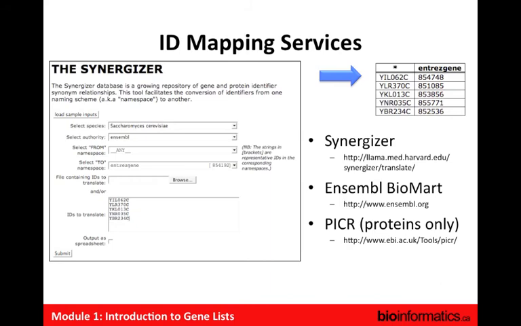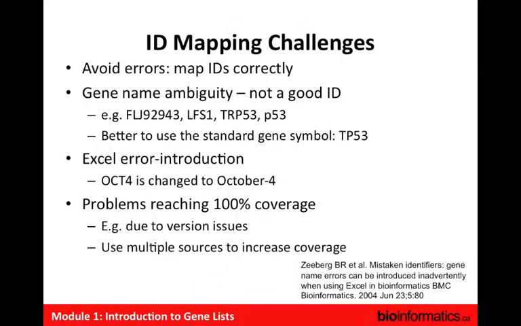And basically, in Synergizer, you choose your species, you choose your authority, in this case Ensembl, and you say, okay, I have Affymetrix IDs, I want to convert them to Entrez Gene IDs. And you can do that. And we'll go through this in the lab.